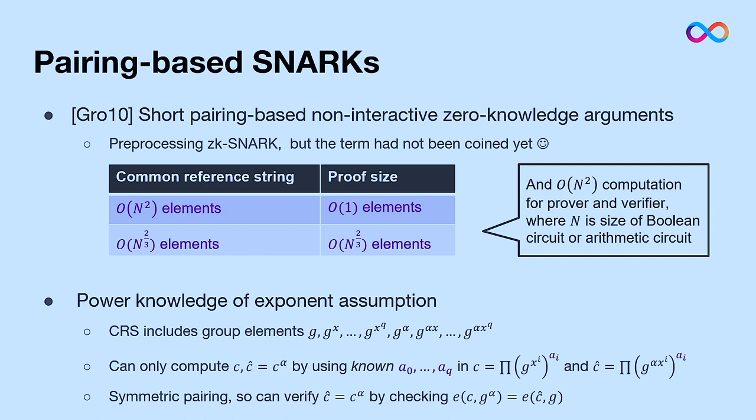Okay, so this is known as a pre-processing SNARK. We assume that it's fine to have the cost of setting up a long common reference string, but once you have that in place, then you want the proofs to be really succinct.